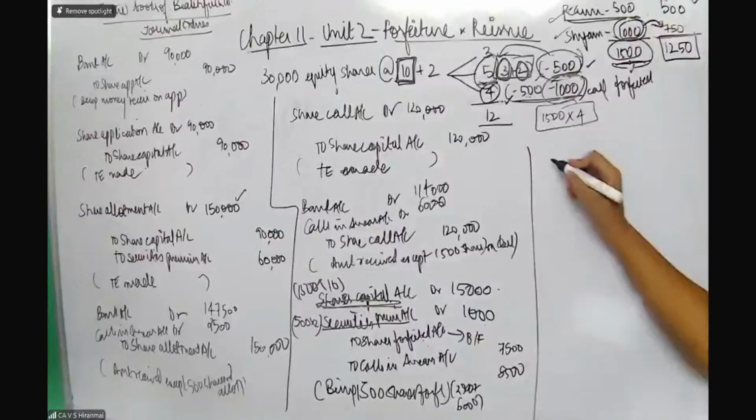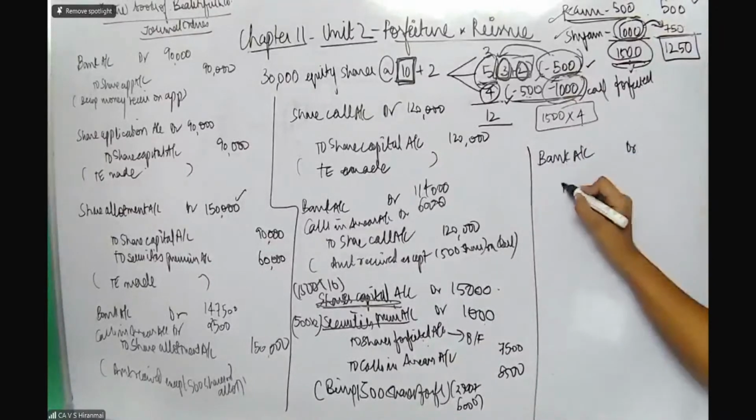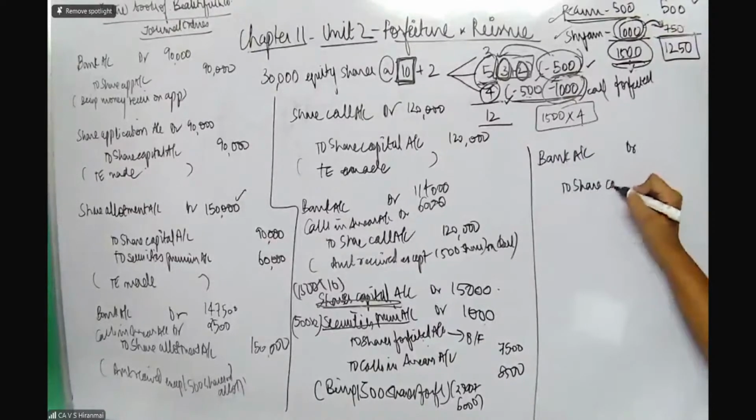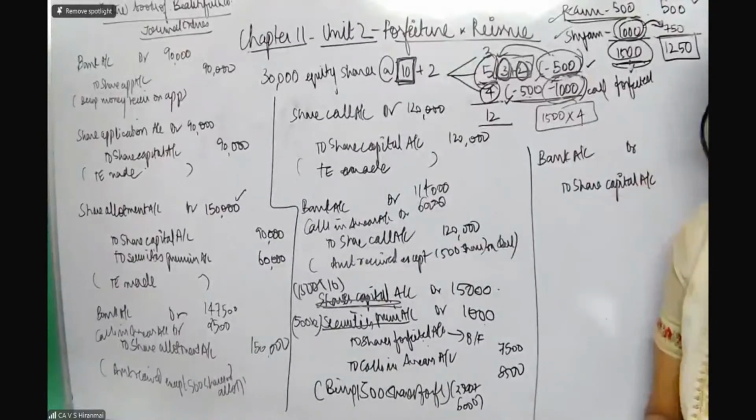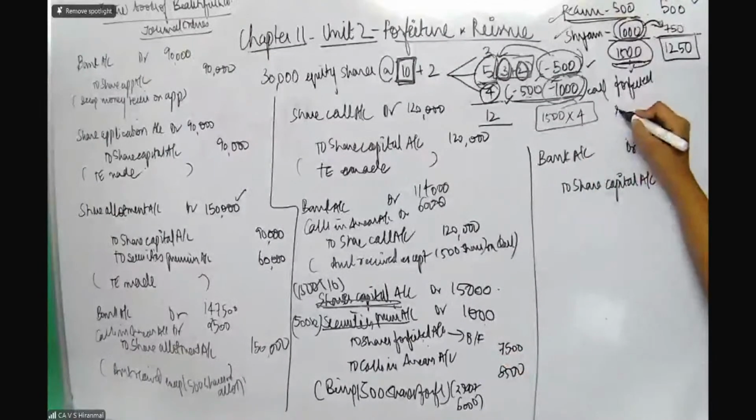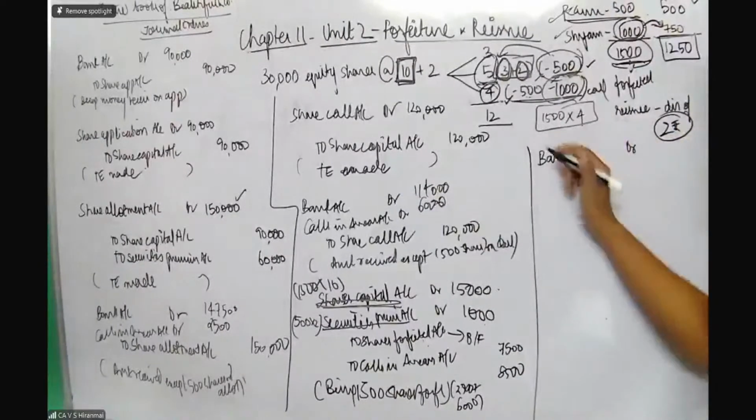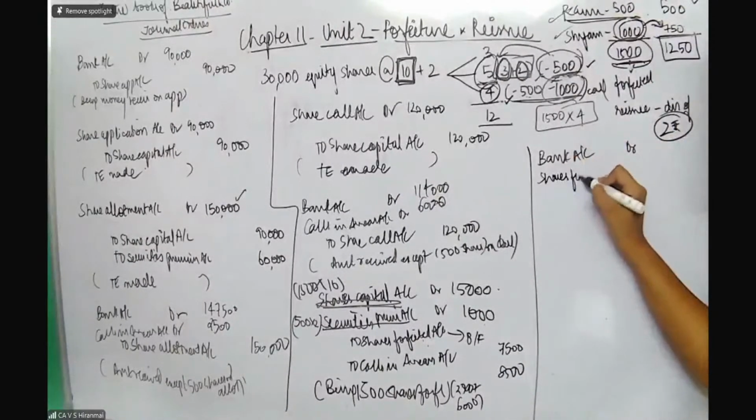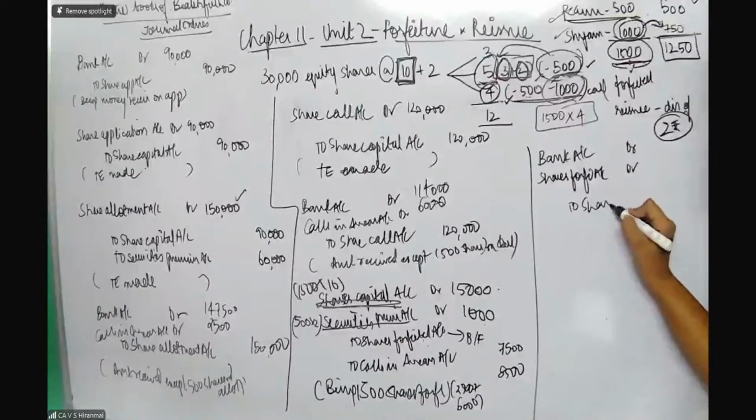Now the next part will be reissue. When I am reissuing to somebody, I will usually pass this entry of bank account to share capital. But it is given to you in the question clearly that it is being reissued at a discount of 2 rupees. Discount of 2 rupees, which is nothing but loss. Correct? So I will take the loss to shares forfeited account debit, to the share capital.